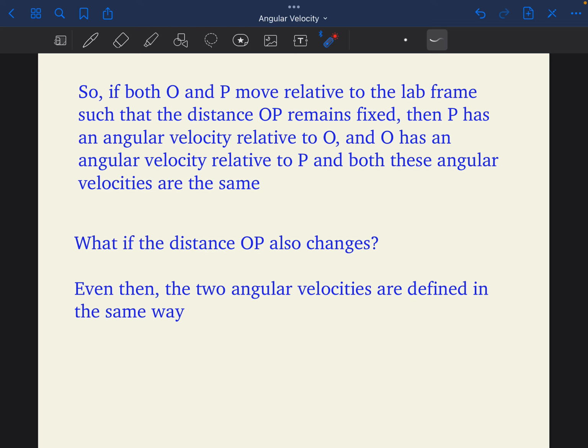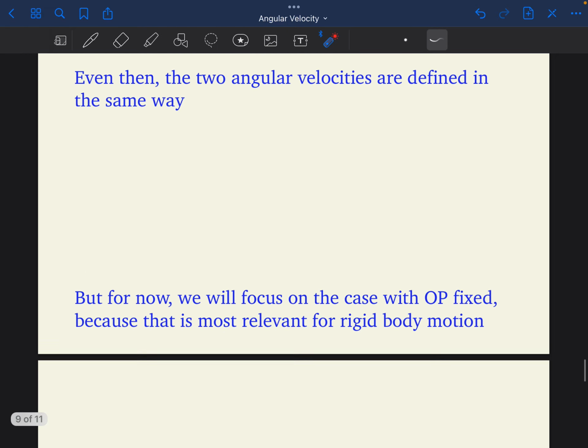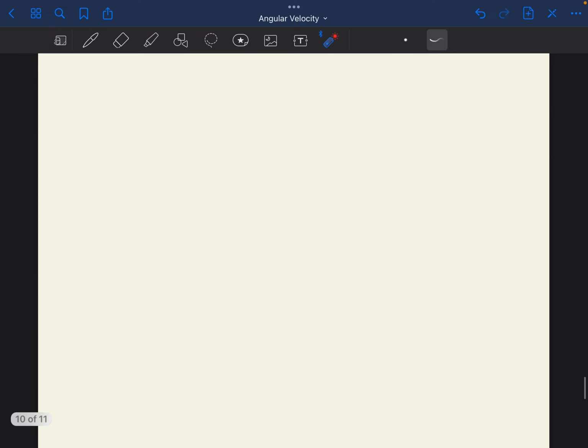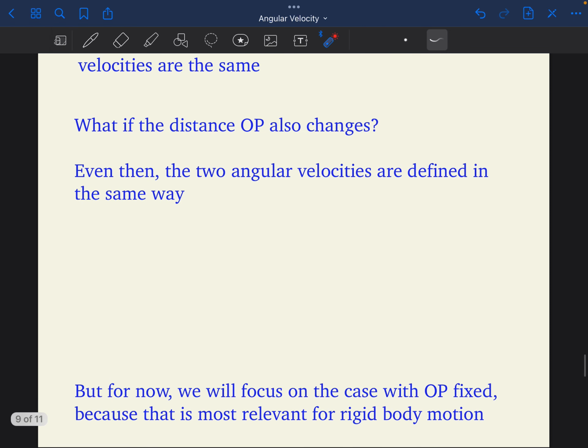And we can also discuss the case where OP changes, even then the angular velocity is the same, even though now the points are not moving in circular paths around each other. But we can still define the angular velocities in terms of the perpendicular components of the relative velocity, as I have discussed before in this video. So as I said, we will focus only on the part of the situation where OP is fixed for now, because that is most relevant for rigid body motion.